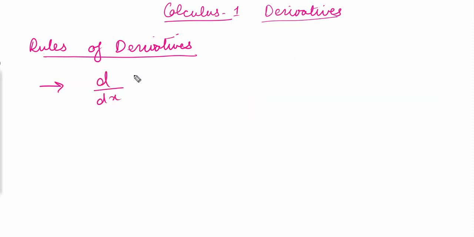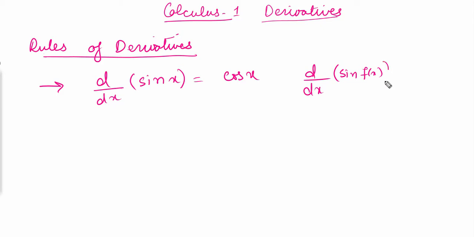So d by dx of sine x will be equal to cos x, and if it's like d by dx of sine of f of x, f of x could be any function. Let's suppose f of x could be x plus x squared plus x plus 3, it could be anything. So it will be equal to cos f of x times d by dx of f of x.